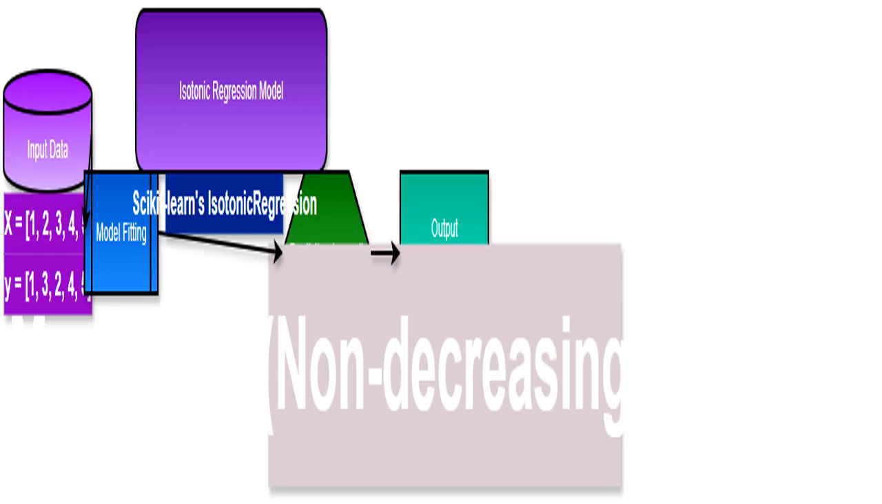This means the output will be a sequence of numbers that are either increasing or staying the same. There will be no decreasing values. This is the key property of isotonic regression. The model always ensures a non-decreasing output.